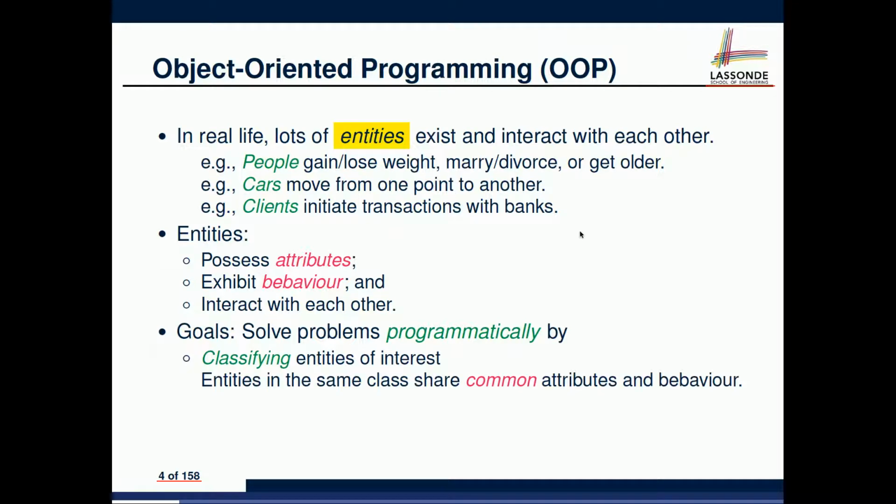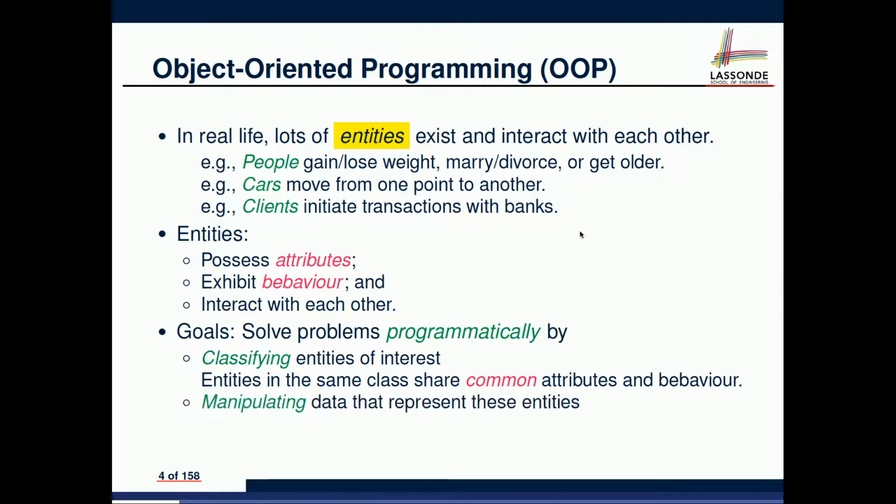Also, entities in the same class, entities of the same kind, share common attributes and behavior. The attribute names will be the same, but the values for attributes might be different among the entities. And the definition for the behavior would be the same. For example, how does a person grow older? Add 1 to their age. How does a person grow heavier? Add some weight to it. So the definition for the behavior will be the same. However, the consequence of applying the behavior to some entity might be different. For example, Jim getting older might be different from Jonathan getting older.